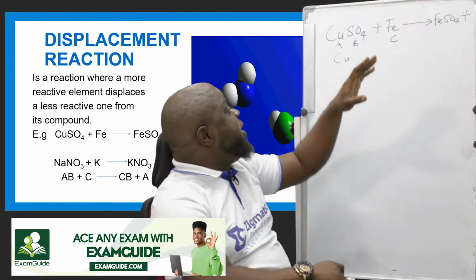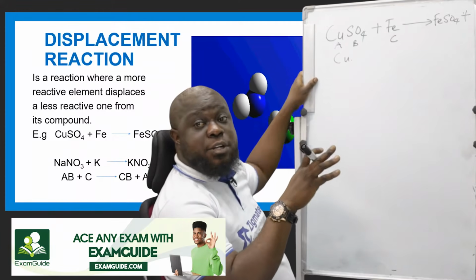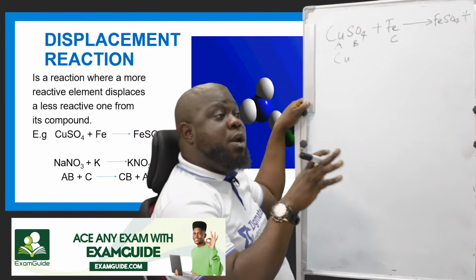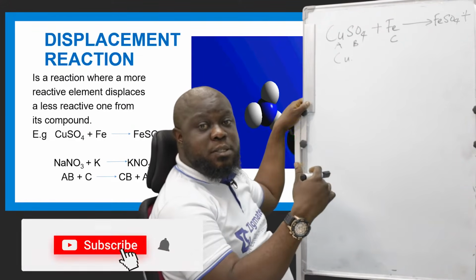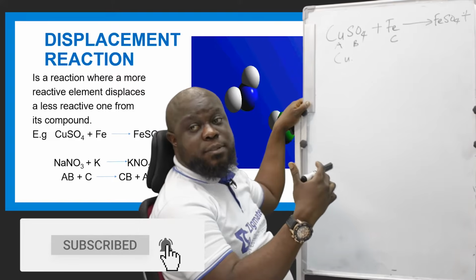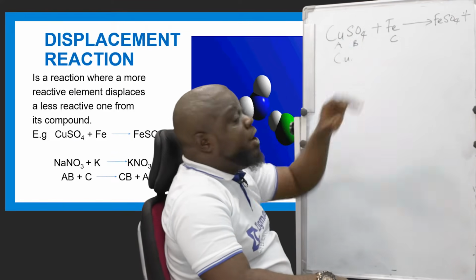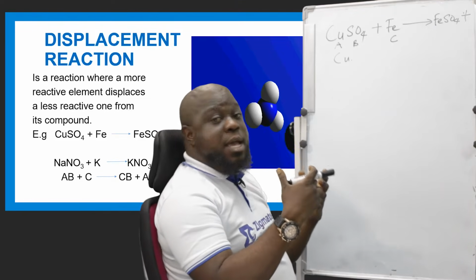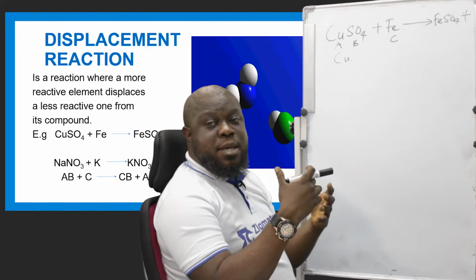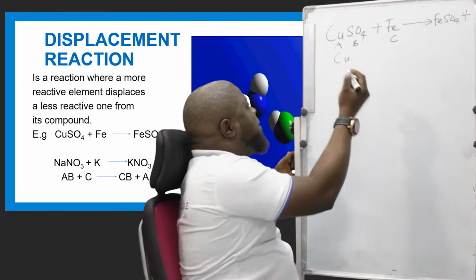So this particular reaction you're seeing, every reaction has a rule. And if you follow the rule and law of the reactions, you're going to get every single reaction correct. Now, the copper is A, the sulfur is B, and the iron is C. So the law says A plus B, AB plus C will give me CB plus A. Now, how do I get it?